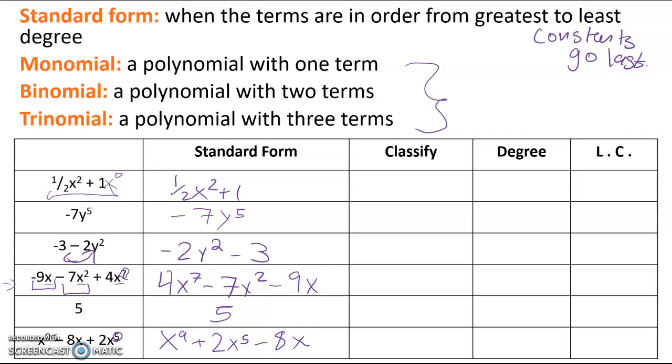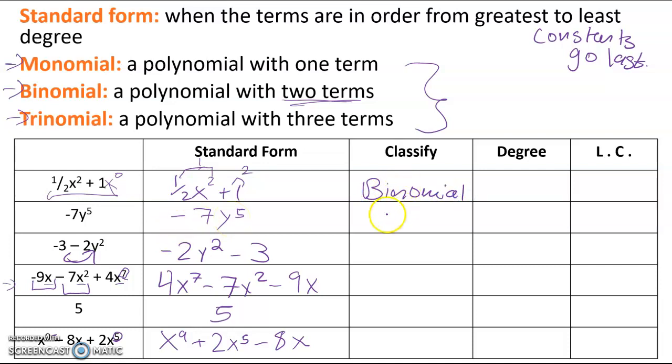Okay, now let's go ahead and classify some of these off of these terms, either monomial, binomial, or trinomial. So I look right here. I look at all my terms. This 1/2 x squared is one term. The plus 1 is my second term. If I have two terms, that means it's a binomial.